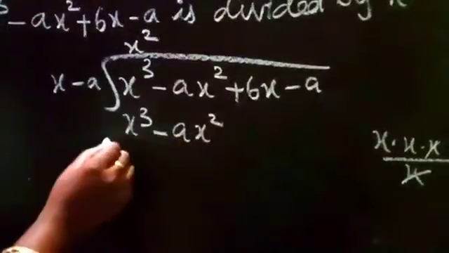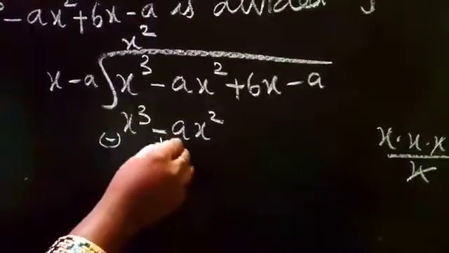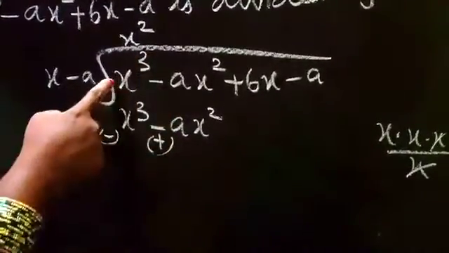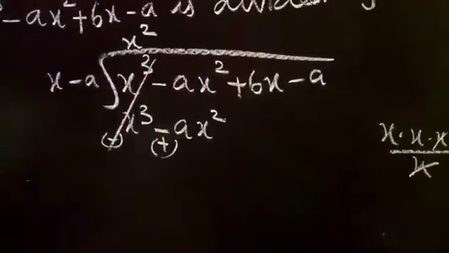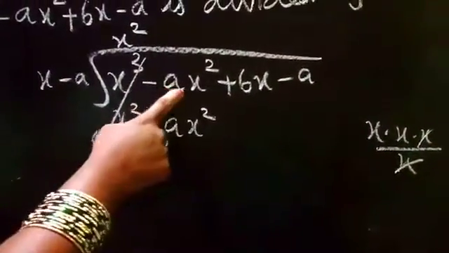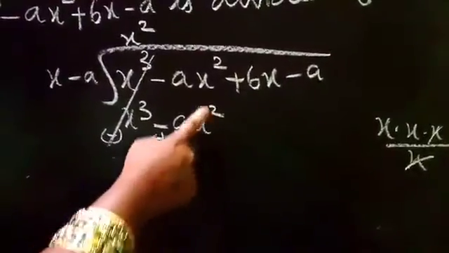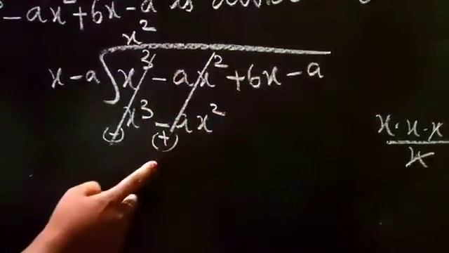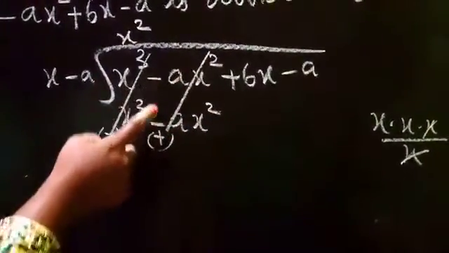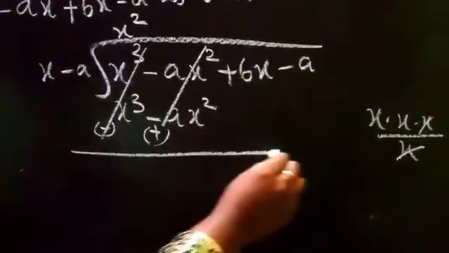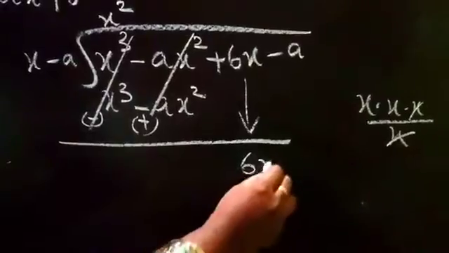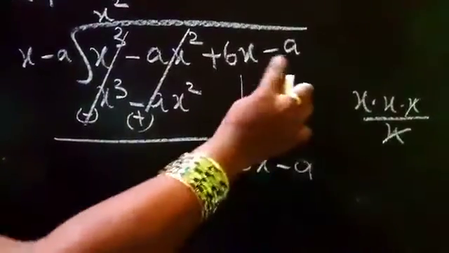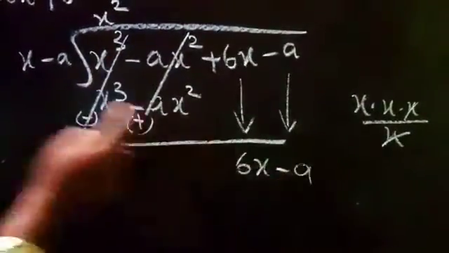Now we have to change the sign. This is minus, this is plus. So plus and minus will get cancelled when it is x cube. Then minus ax square plus ax square, then too it will get cancelled because we have the same term with opposite sign. Therefore, we have to bring this down, that is 6x minus a. Both the terms we are going to bring down because we have a binomial here.